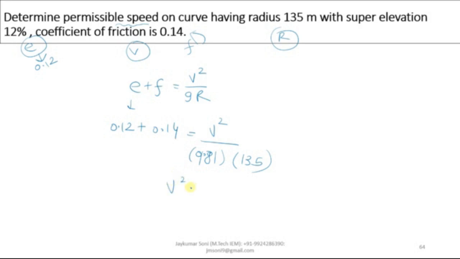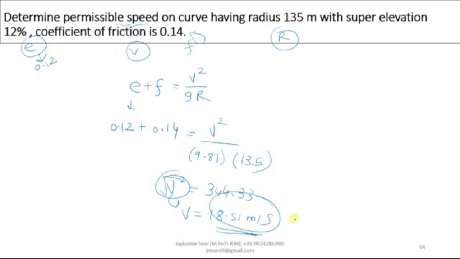You will be getting V square as 344.33. This is 9.81. So V will be the square root of this, and V will be 18.55 meter per second. Or if you want to consider this meter per second into kmph, then you just have to multiply it with 3.6 and it will be 66.78 kmph. This was a very basic example.